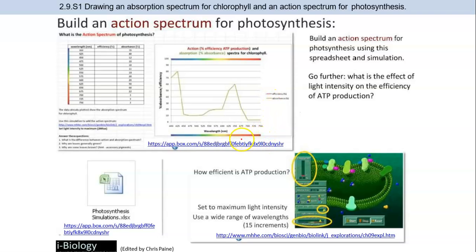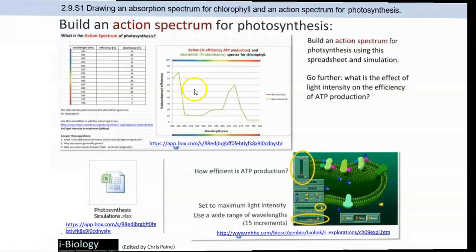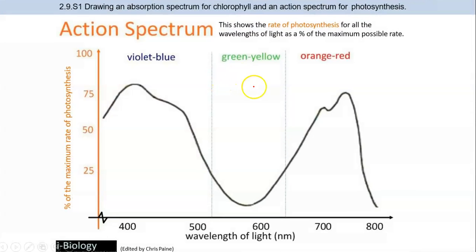Here is a link of an activity for you to draw this graph by yourself. If you click on this link, then you will see an Excel file with the numbers, and if you draw those numbers, then the graph will come up, such as this. That's an activity, and you can do it later by yourself, which is related to building an action spectrum. But what is an action spectrum? Let's see in the next slide.